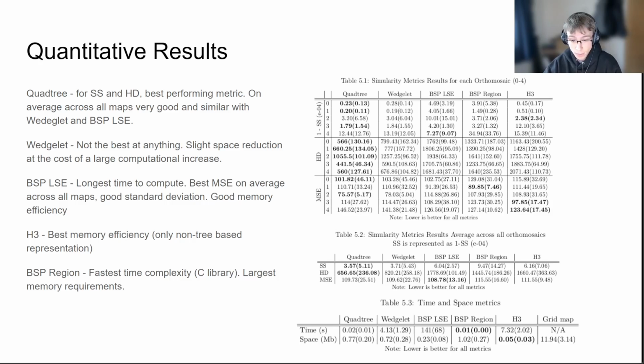For the time and space metrics, the fastest to compute is the binary space partitioning tree region approach, and the one that takes up the least space in memory is the hexagon map. But the binary space partitioning tree with the least squared error also has a very respectable memory reduction when compared to the quad tree and the wedgelet.